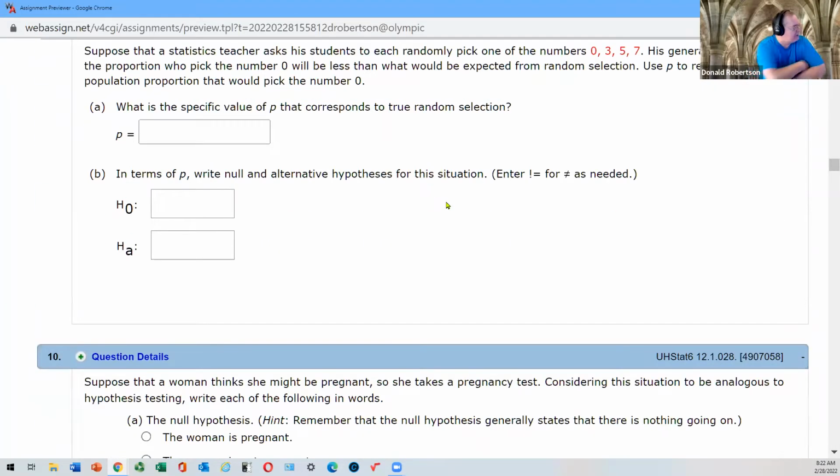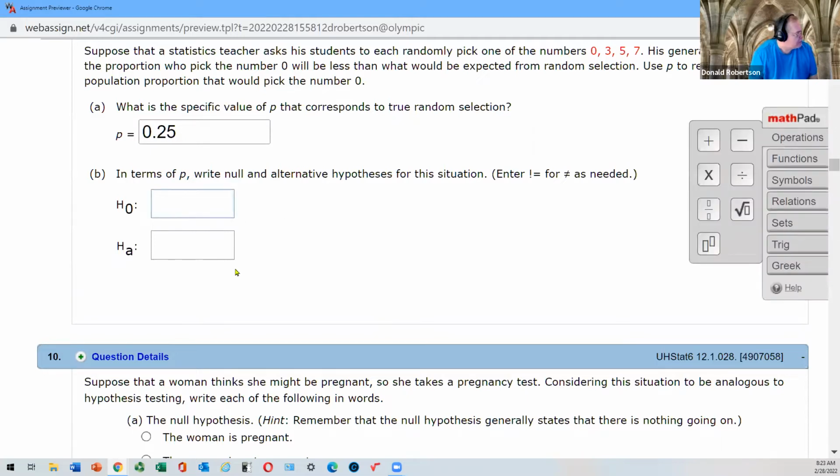Next story. Suppose a statistics teacher asks his students to each randomly pick a digit: 0, 3, 5, or 7. So you can only pick one of those numbers. His general theory is that the proportion who pick the number 0 will be less than what you would expect in a random situation. Now, since you're only giving them 4 numbers to pick, would you agree that P is 1 out of 4? And I'm just going to turn it into a decimal, which is that. The null hypothesis then is going to be P equals 0.25.